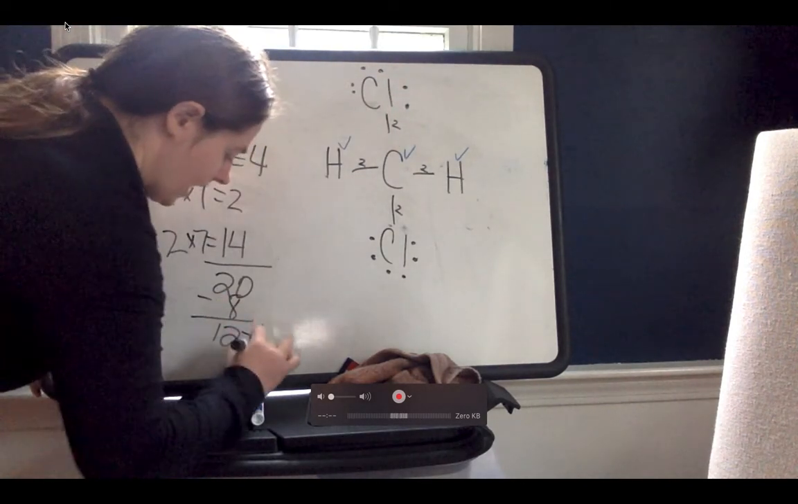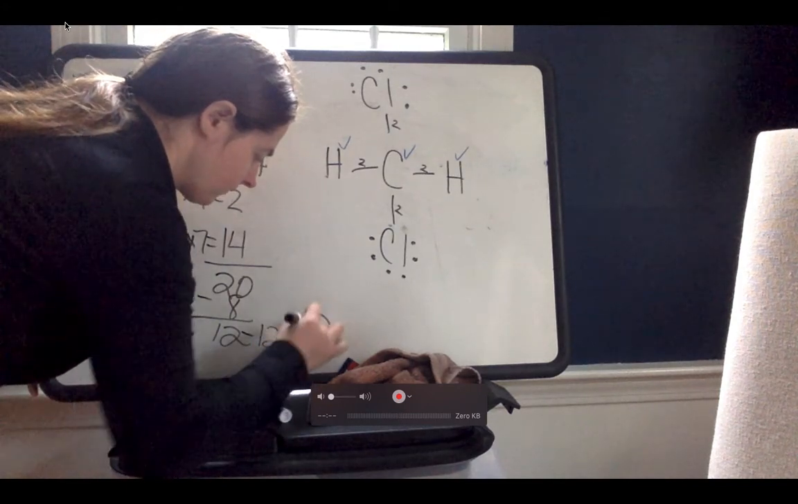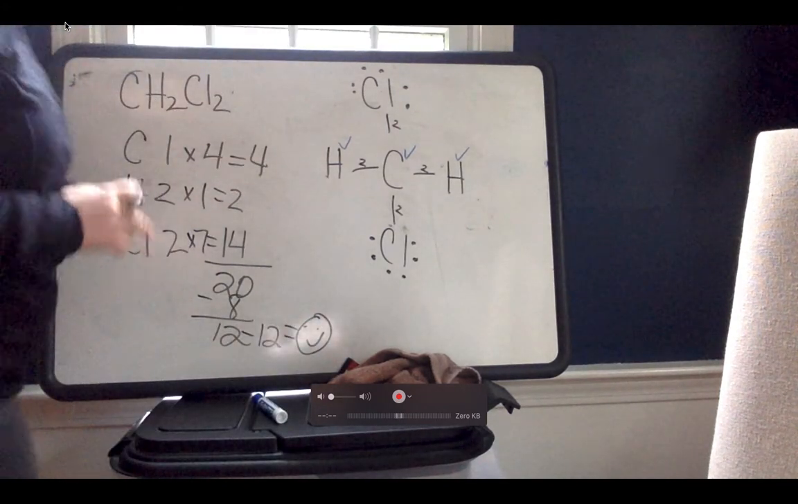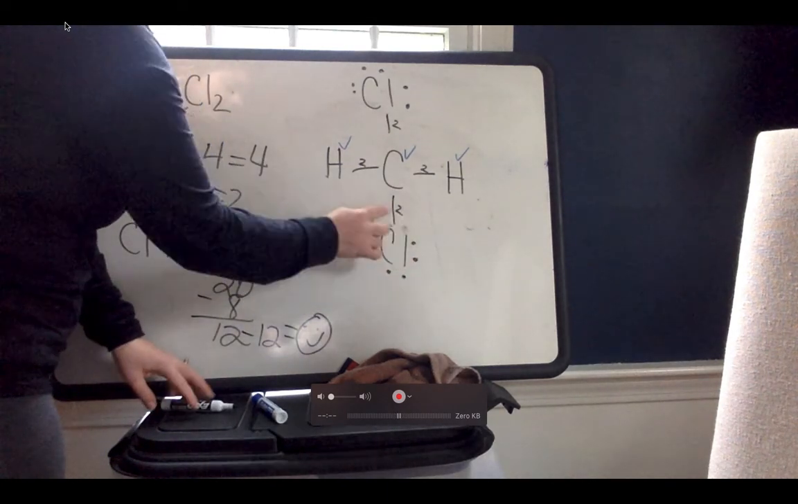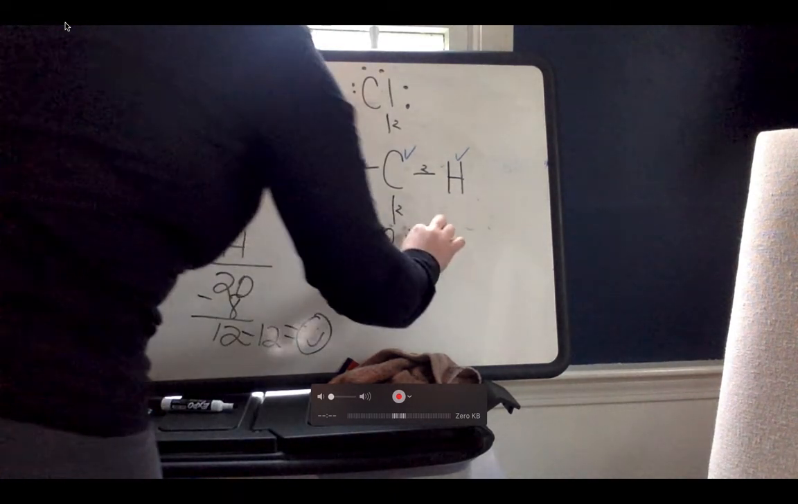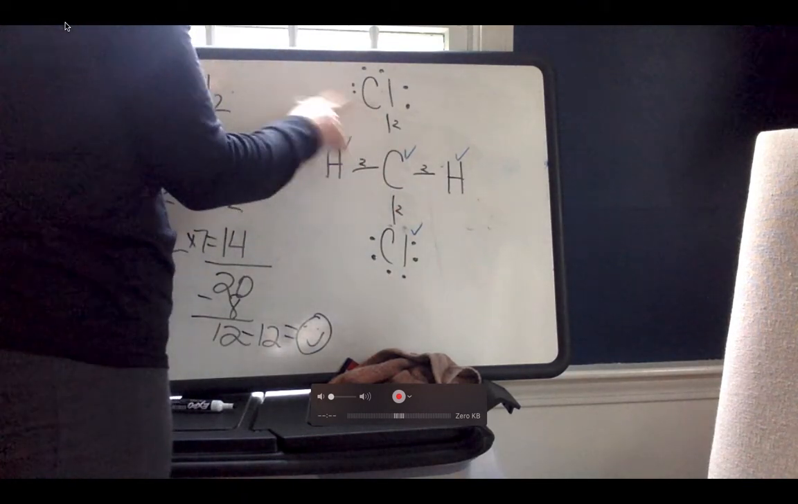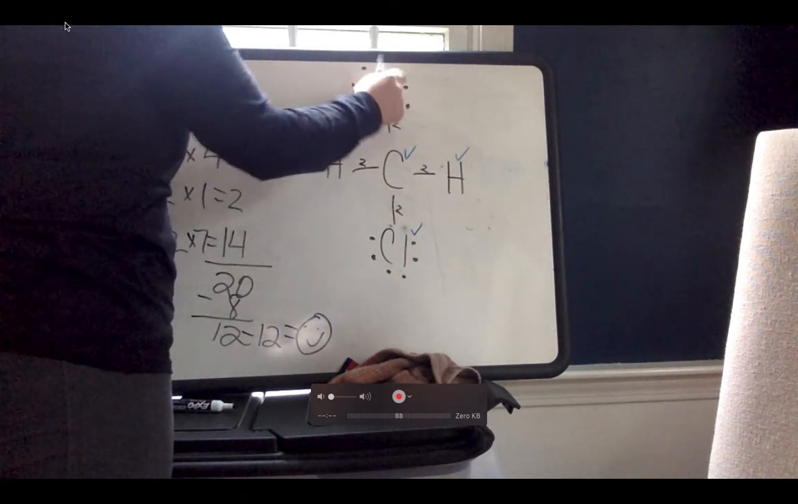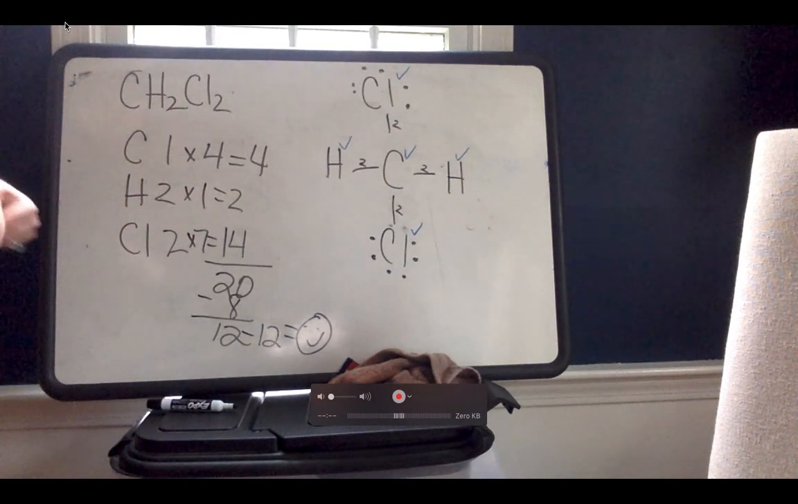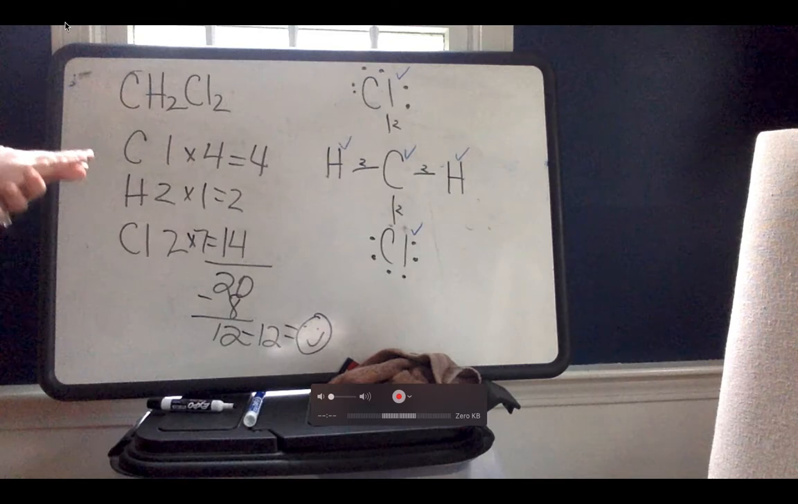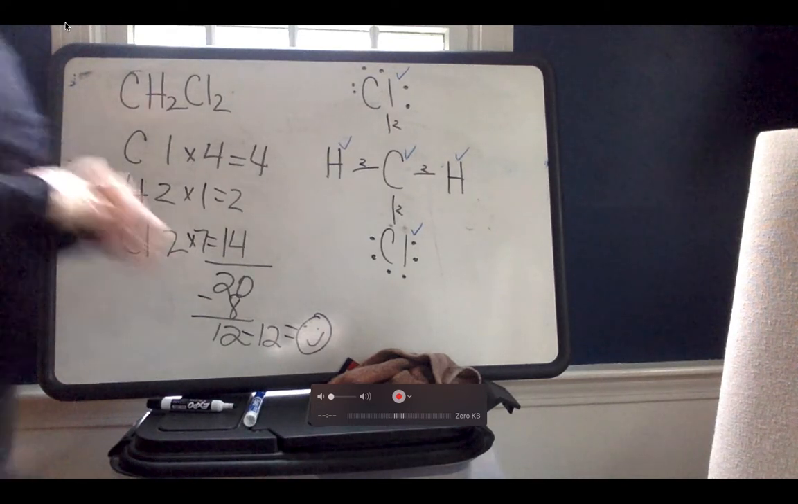Right? We now used all 12. Get a nice smiley face. Okay? And we can count them. 1, 2, 3, 4, 5, 6, 7, 8. So this chlorine is now happy. And we can count this one. 1, 2, 3, 4, 5, 6, 7, 8. This chlorine is now happy. Okay? All right. So hopefully you are starting to understand covalent.